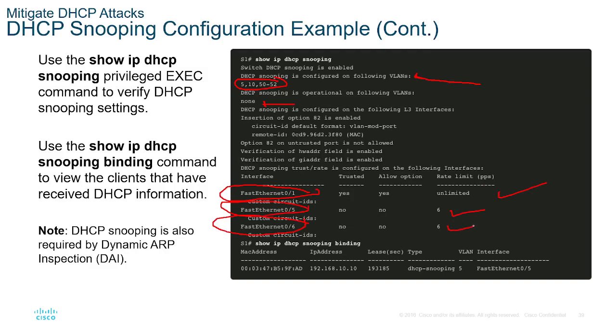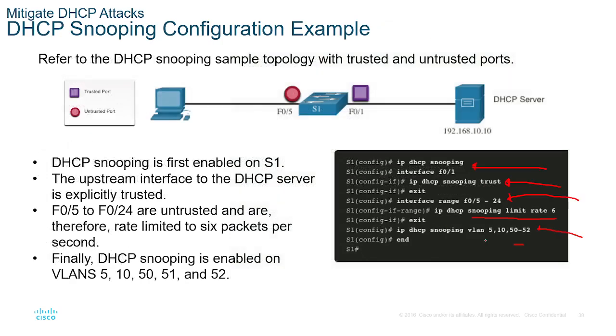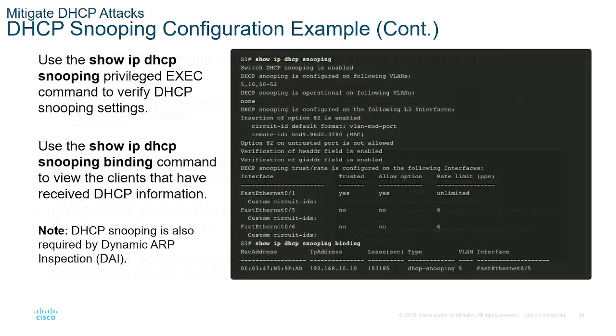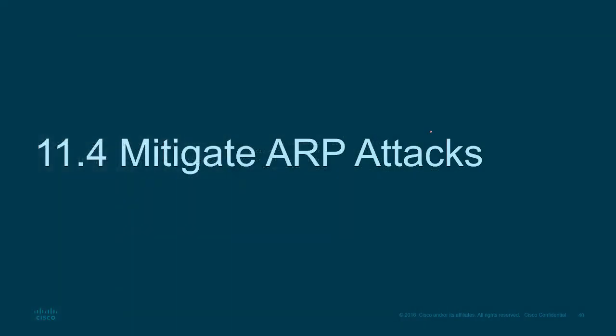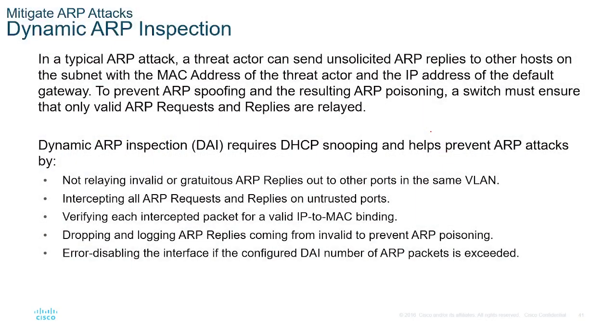6 packets per second, no. So natatandaan niyo sa previous, ano natin. Ayan, command. So limit rate 6. It means 6 PPS, packets per second. So, mitigate ARP attacks: Dynamic ARP Inspection.